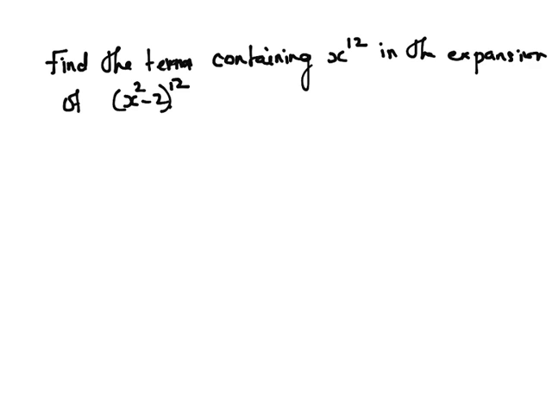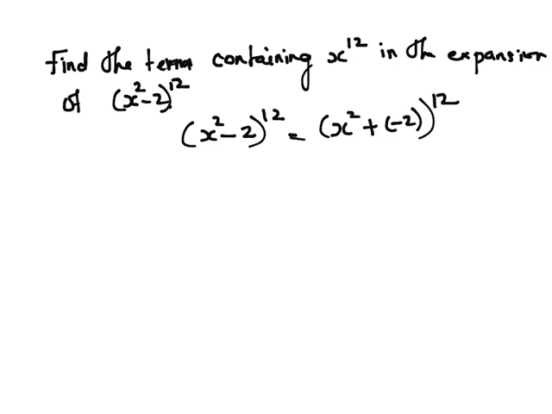Okay, now you might recall that since the power is 12, let us see what a is here. I can write (x squared minus 2) whole raised to 12 as (x squared plus minus 2) whole raised to 12. So basically a is x squared, b is minus 2 and n is 12. Now since n is 12, there will be 13 terms in this expansion and one of these terms will have x power 12 in it. So we need to find that particular term.